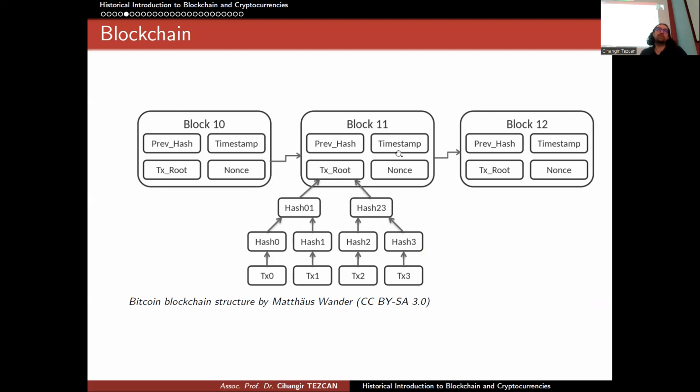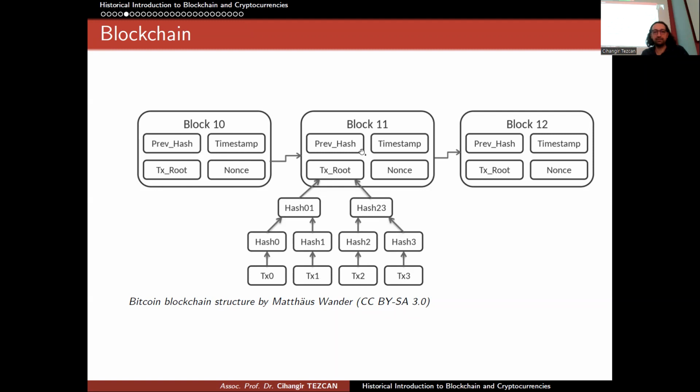You have a timestamp, which tells you at which time this block is created. And the previous hash actually comes from the previous block. So this way you are chaining your blocks, and this is where the name blockchain comes from. Okay. So this is the main idea.